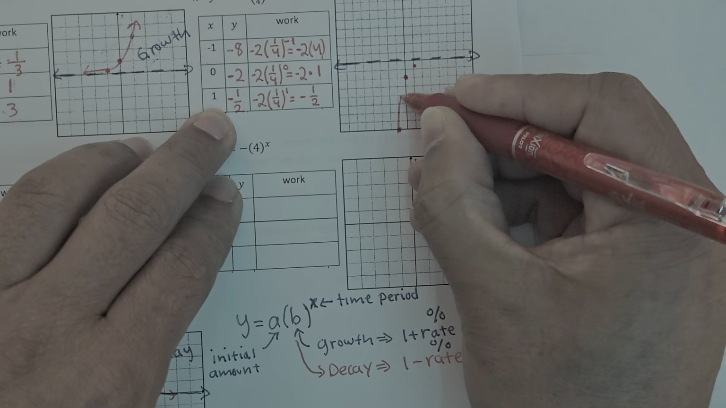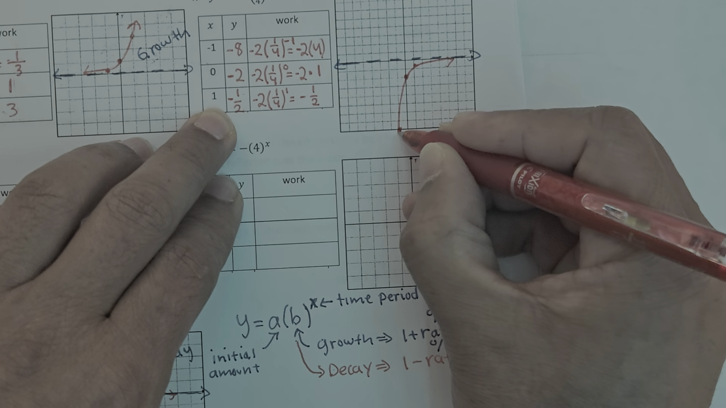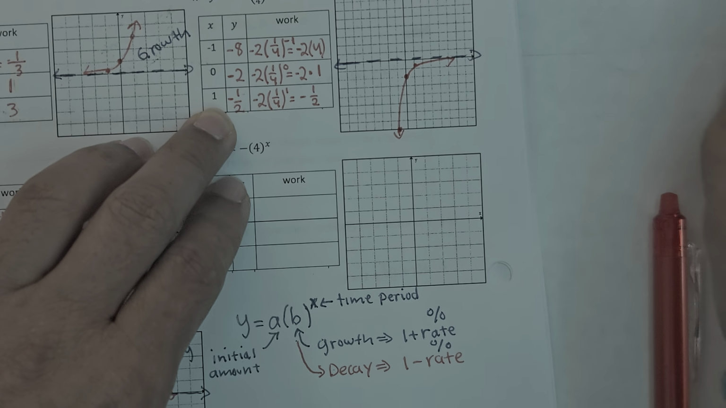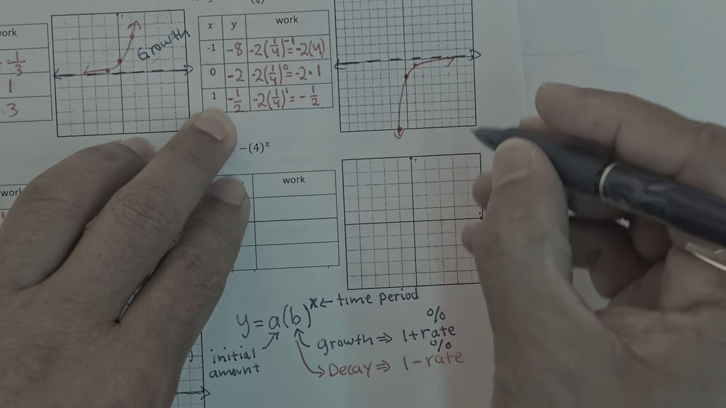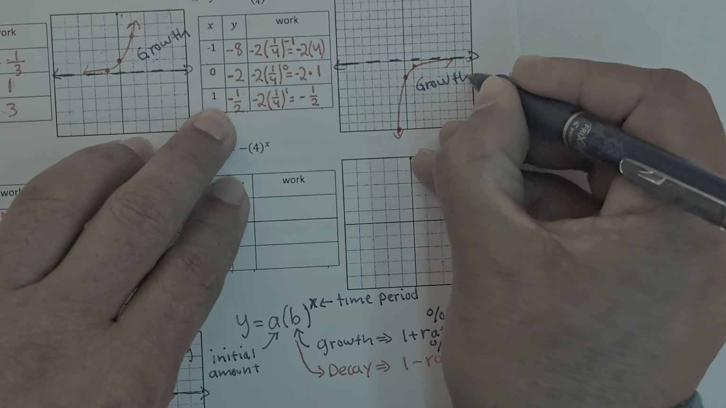This is the y-intercept. And then if I go right 1, down 1/2. So as you can see, this graph is again an example of growth because the graph is going up as we go from negative infinity to positive infinity. So this is an example of growth.